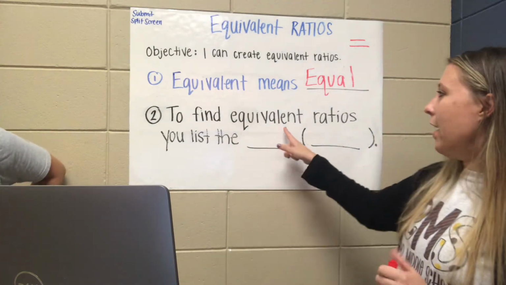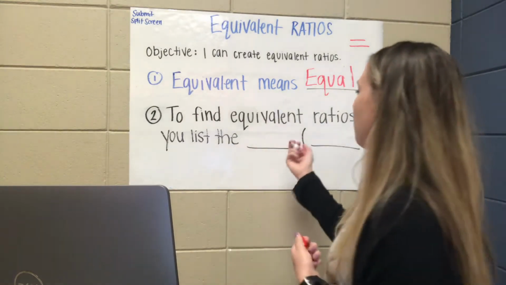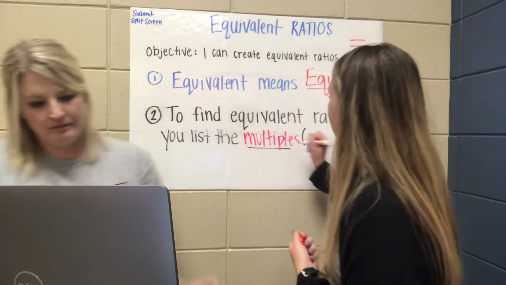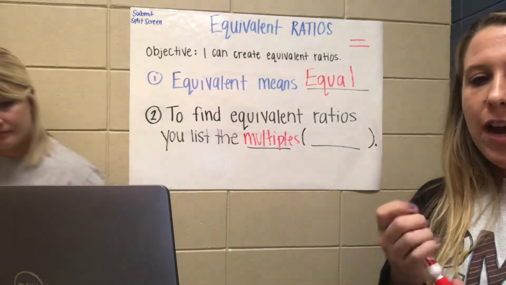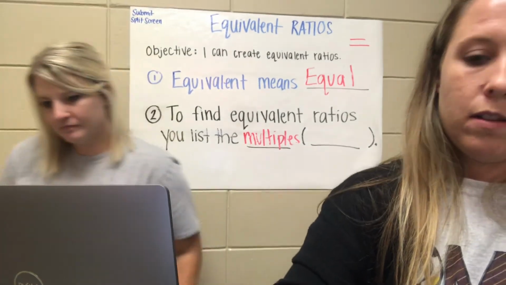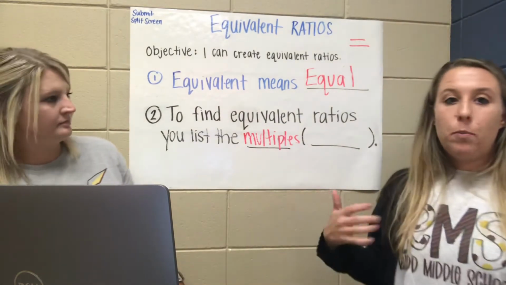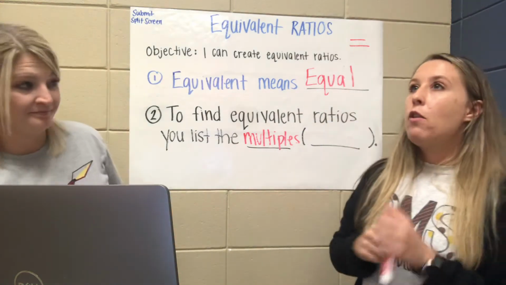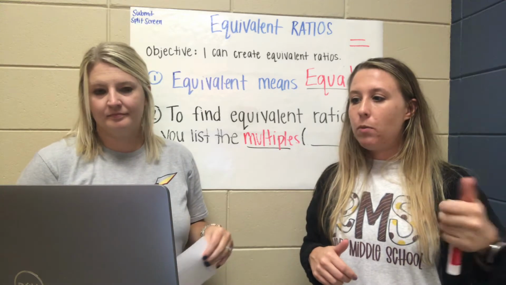All right, so to find equivalent ratios, you list the multiples. M-U-L-T-I-P-L-E-S. Check the chat box if you can't see it. And you've seen multiples before. If you go 2, 4, 6, 8, 10, 12, 14, 16, those are the multiples of 2.